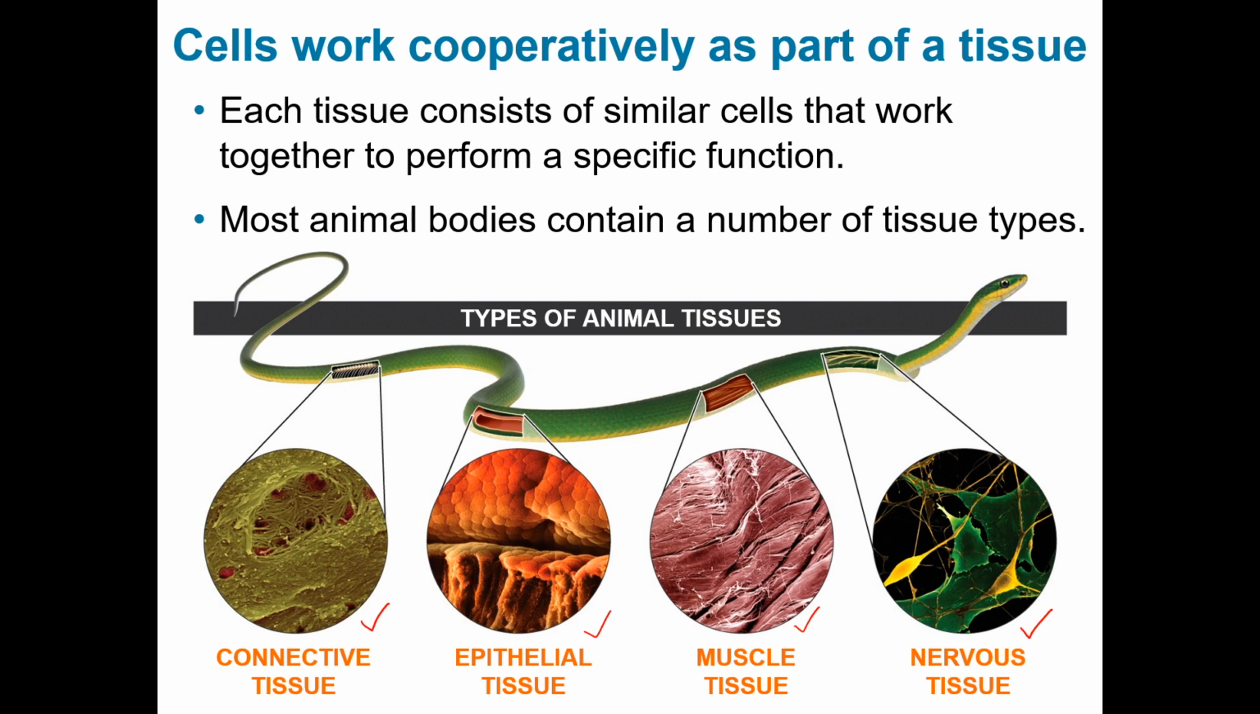Muscle tissue, right? We know what muscle does. It helps with movement. Nervous tissue, what does our nervous system do? It transmits information electrically, etc. And so we'll go through and highlight these key functions here.